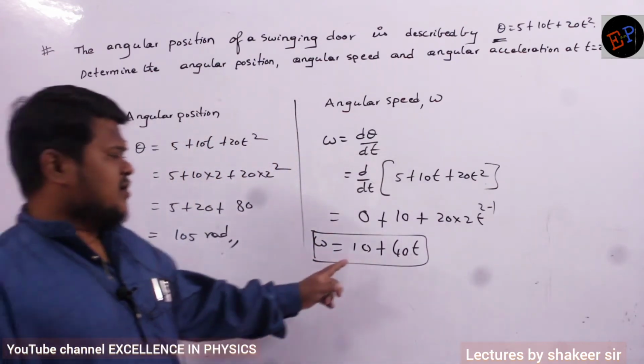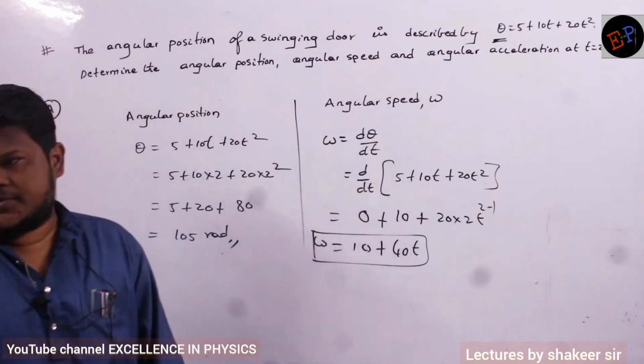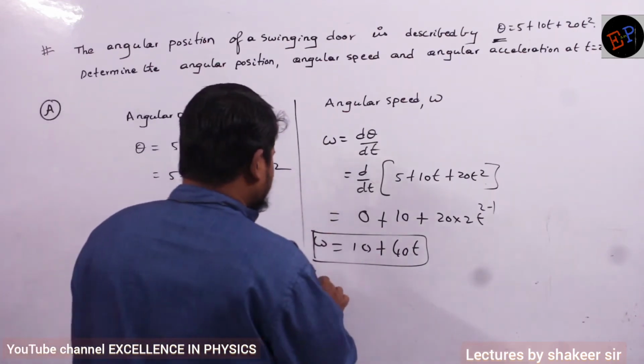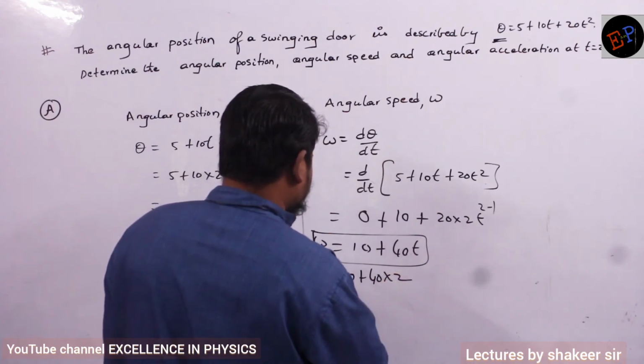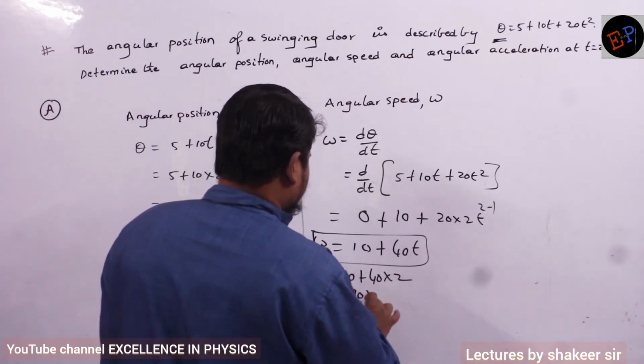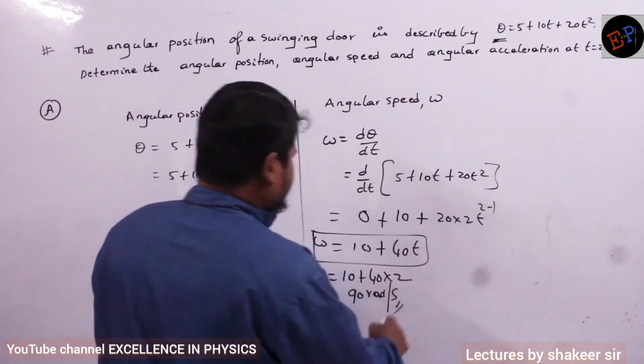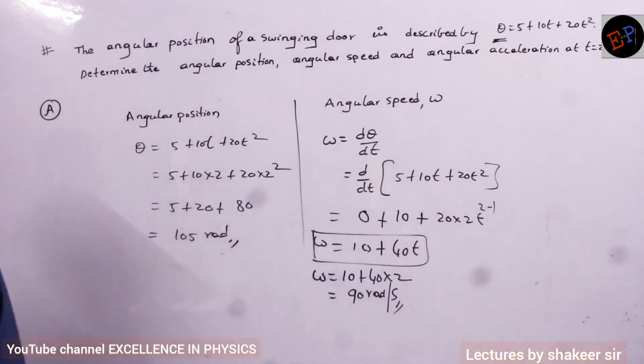But he is asking us to find the angular velocity at t equal to 2 seconds. So substitute 2 there. Omega is equal to 10 plus 40 into 2. So how much? 90 radians per second. That is the angular speed which I got.